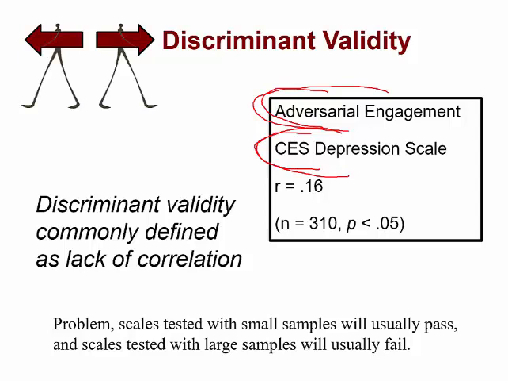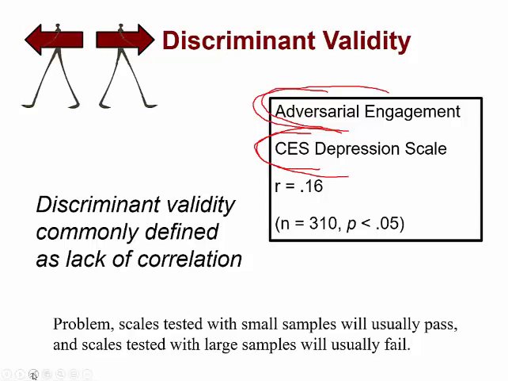And in this case, I do not want a correlation because I think they should be distinct. So a non-significant correlation would be evidence of discriminant validity, whereas a significant correlation would be evidence that I fail to have discriminant validity. In other words, it's a significance test turned upside down on its head, where I want things to be non-significant and I don't want things to be significant.